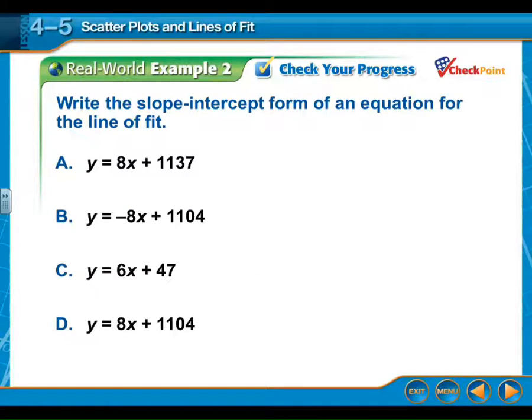I want you to take a minute and try to solve this. Pick 2 points on the line, use the slope formula, find the slope, and then use 1 point on the graph, on the line. You may have to go back a slide. Put it into point slope form and solve it for A, B, C, or D. Okay, I hope you got D.